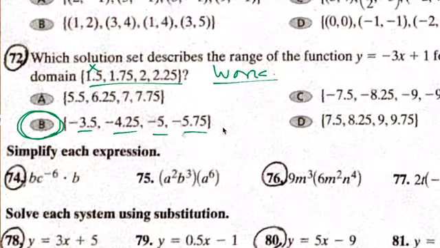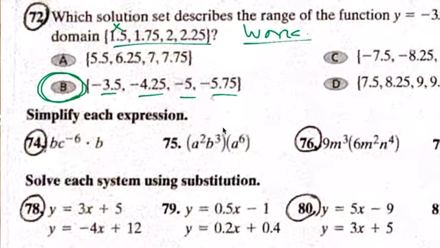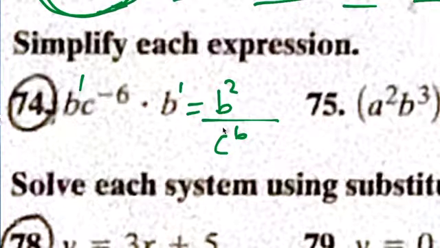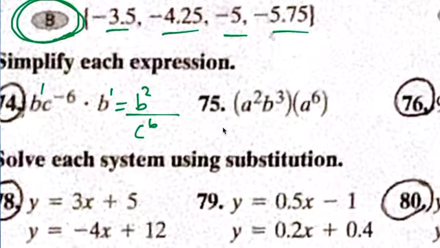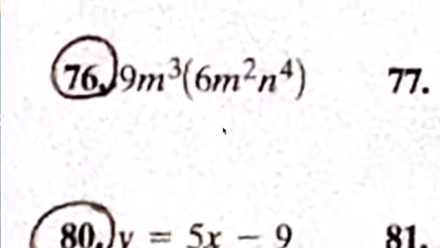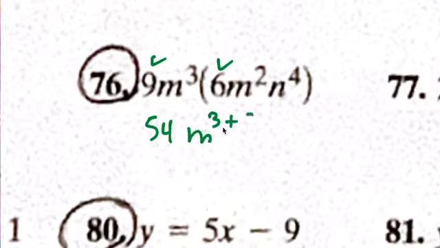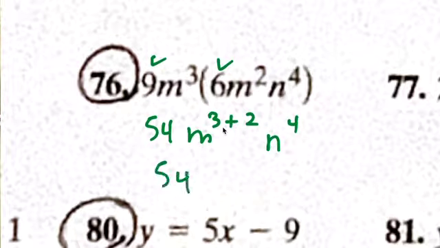Okay. 74, simplifying that. So that's to the 1st, to the 1st. So you get b to the 2nd over c to the 6th. Okay. 76. 9 times 6 is 54. M to the 3rd plus 2, n to the 4th. So your answer is 54 m to the 5th, n to the 4th.